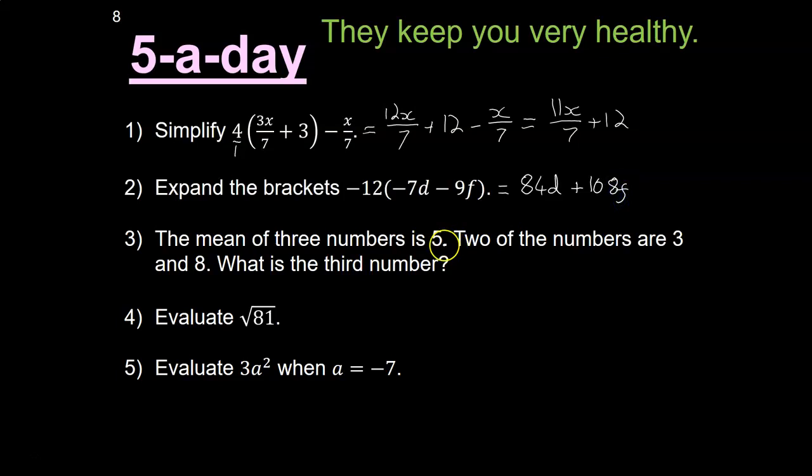The mean of three numbers is 5. Two of the numbers are 3 and 8. What is the third number? That tells us that 3 plus 8 plus the number that we're trying to find, divided by 3, because when we find the mean, we add the numbers together and divide by how many numbers there are, equals 5. So now to solve this equation, I can multiply both sides by 3.